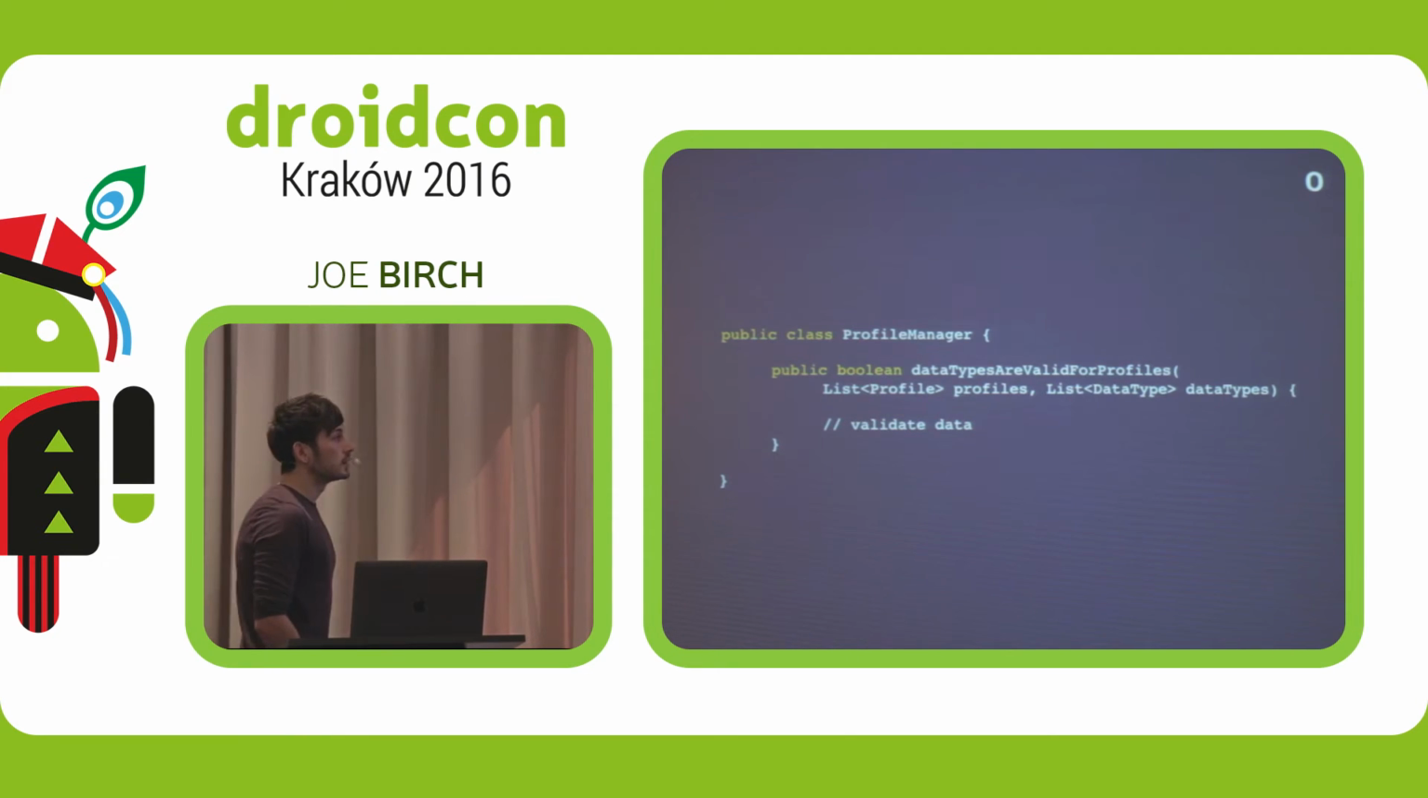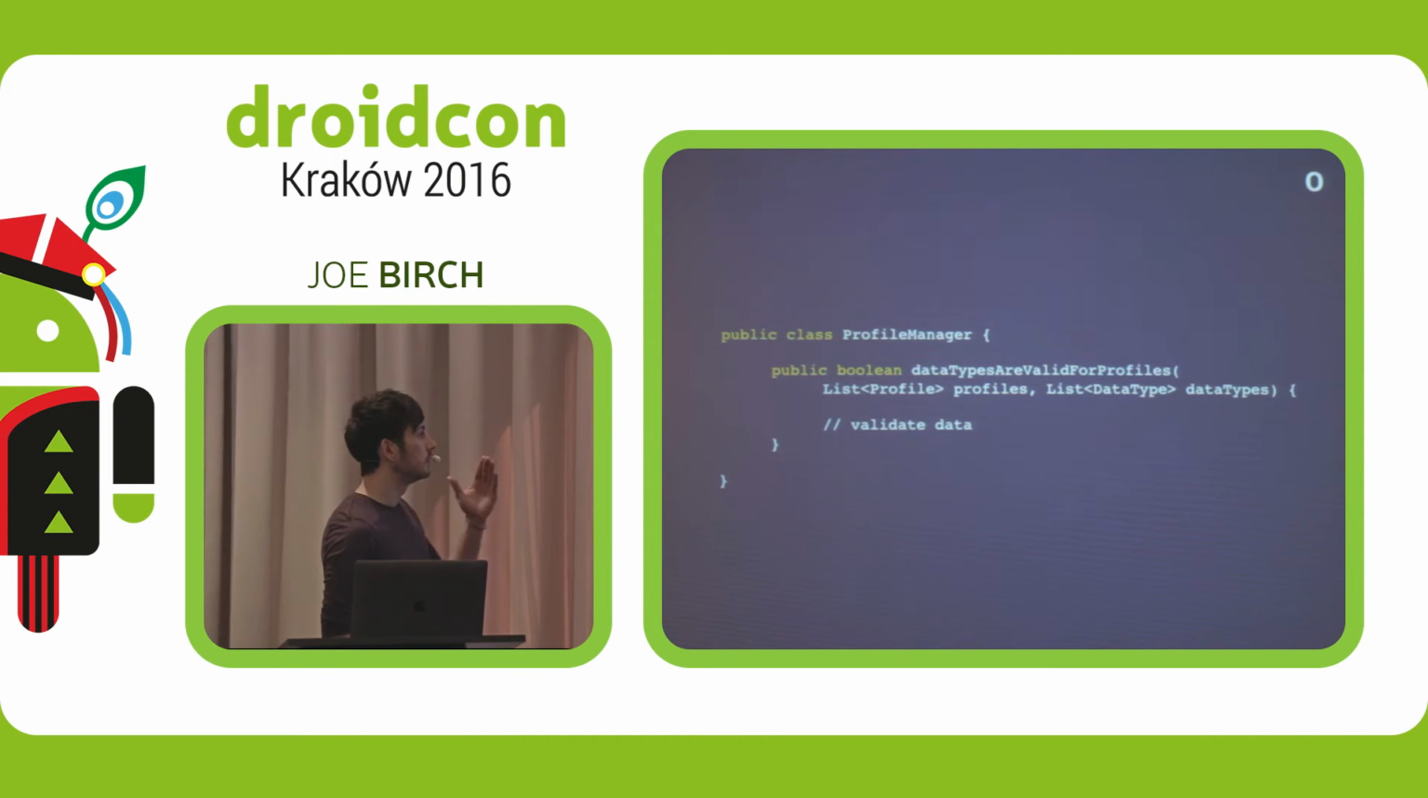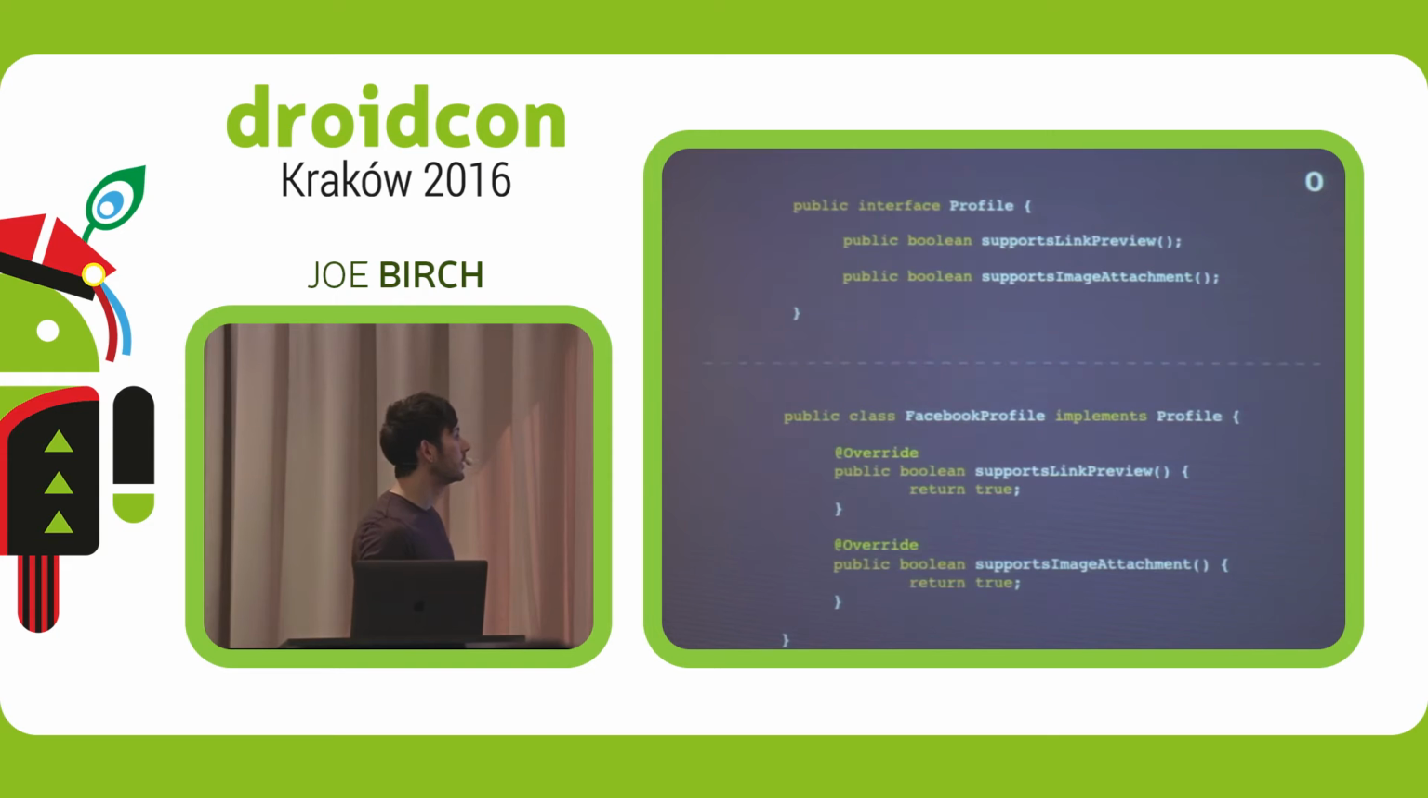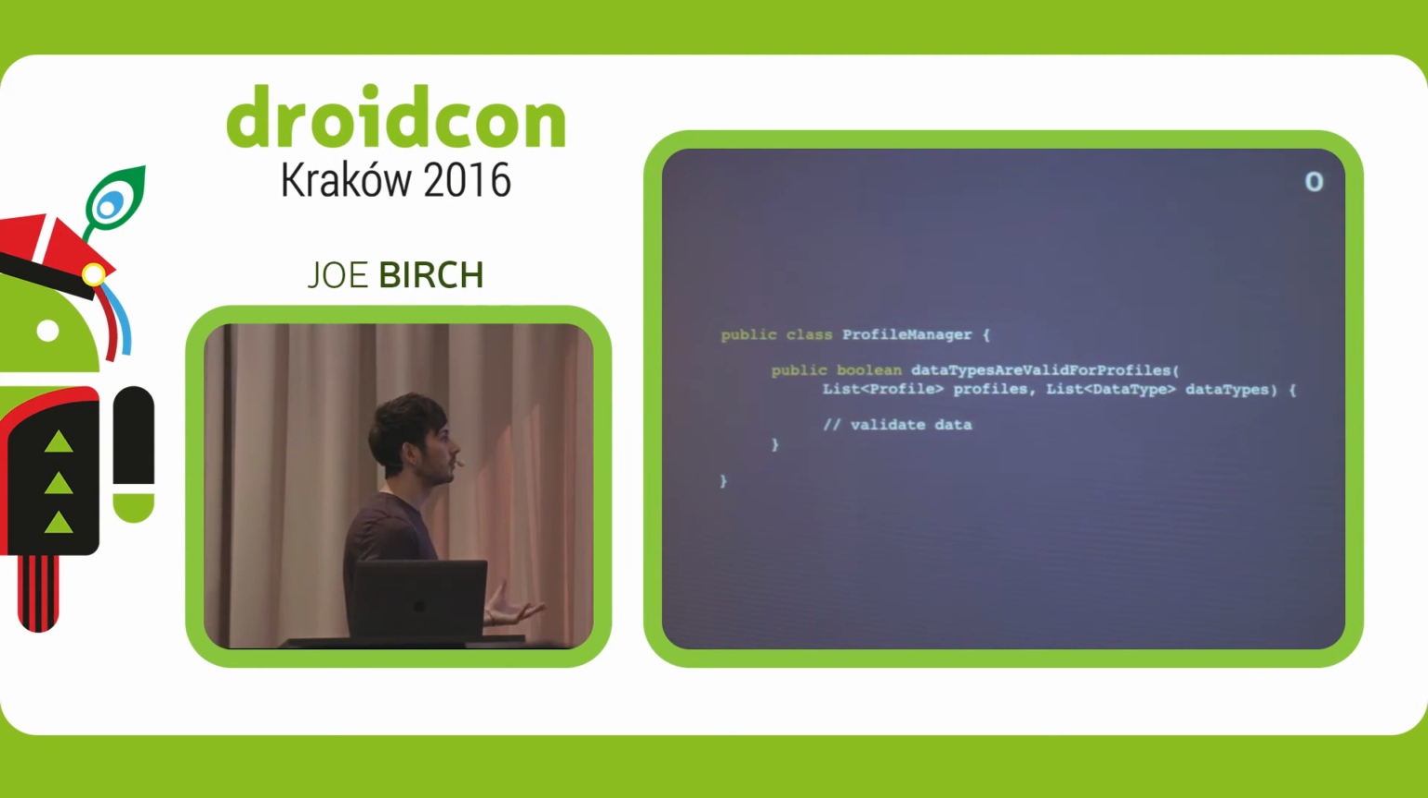And what's great about this, and this is why it's so flexible, is that now we're still passing in a list of profiles, but it's much easier to validate the data. Because we have these implemented methods, we can just call profile.supportsLinkPreview. We haven't got to check each of the profile types. Is it Facebook? Does it support link preview? We can just literally loop through the profiles and check that each one supports it.